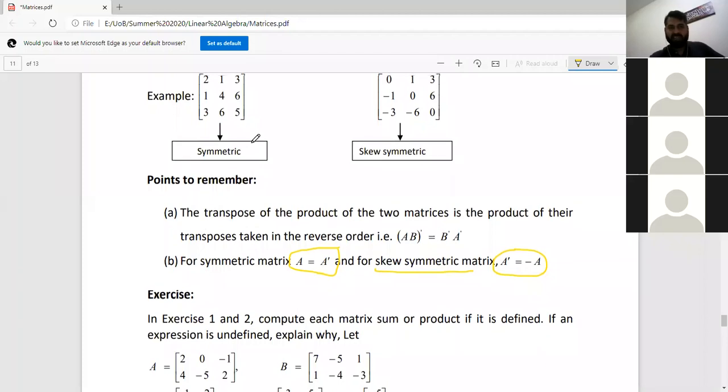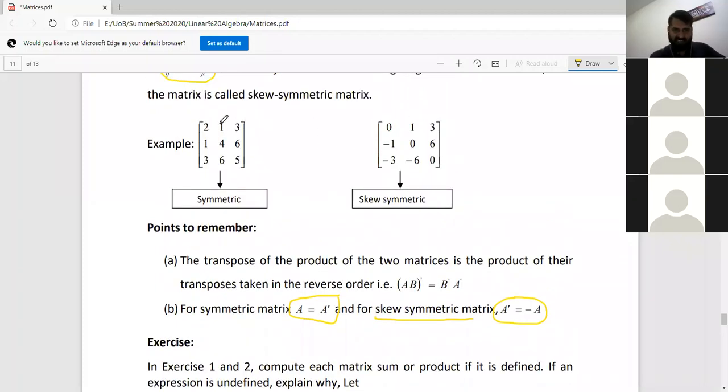So if you take the transpose, the first row 2, 1, 3 is equal to the first column. The second row is equal to the second column. The third row is equal to the third column. So if I take the transpose of this matrix, automatically I will get my A back.